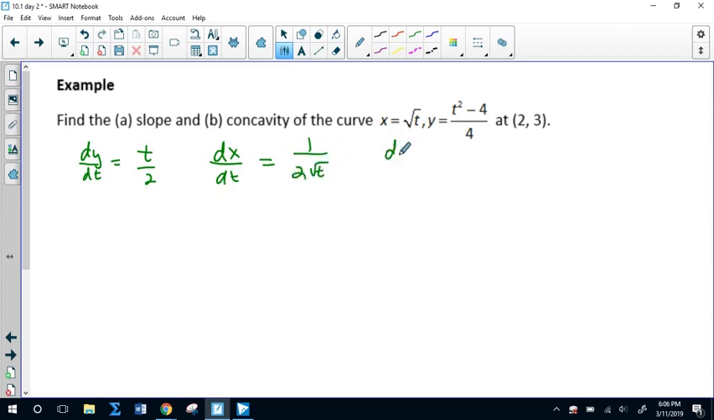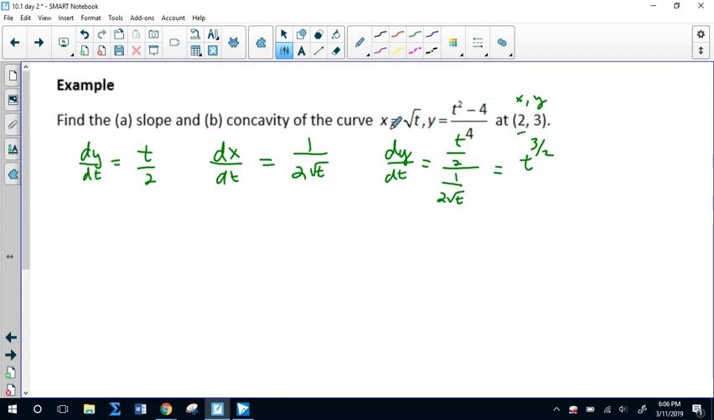So therefore, dy/dx, which I need in order to find the slope, is equal to t over 2 over 1 over 2 root t. With some simplification, that becomes t to the 3 halves. Okay, so you will want to do the algebra on your own, but t to the 3 halves. In order to find the slope of this, I need to substitute a value in for t, but I don't have a value for t. I have a value for x and a value for y. So I'm going to choose one of those two and substitute it into the appropriate parametric equation.